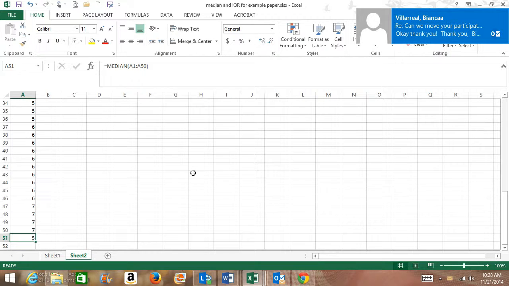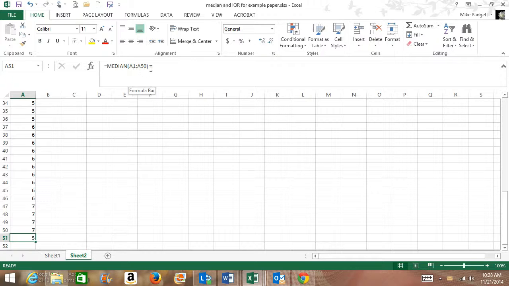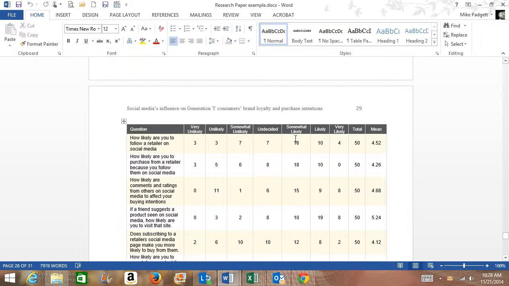Once you put them all in, all you're going to use is this formula, equal median, using the cells A1 to A50. So our median is equal to a 5. If we go back to our Word document and look at our scale, 1, 2, 3, 4, 5, 5 would be somewhat likely. The question says, how likely are you to follow a retailer on social media? Looking at a median equal to 5, this showed that most respondents were somewhat likely to follow a retailer on social media.